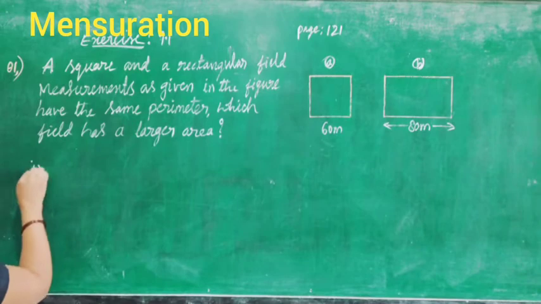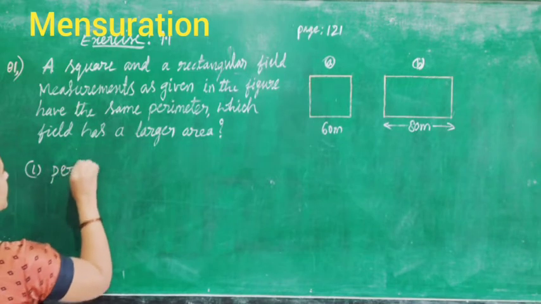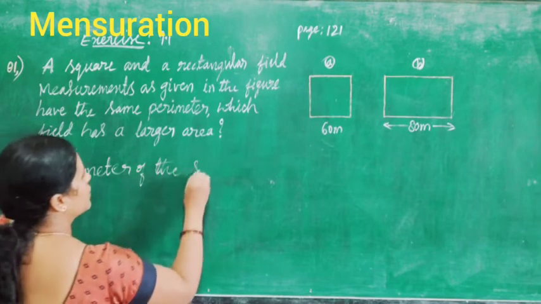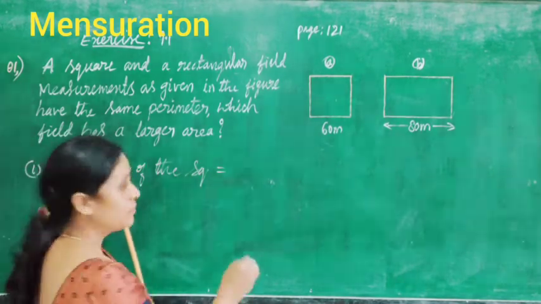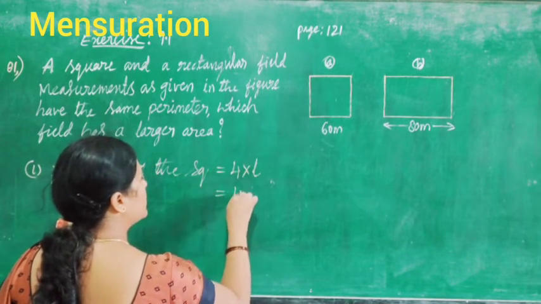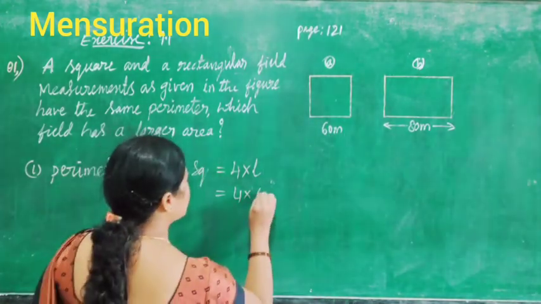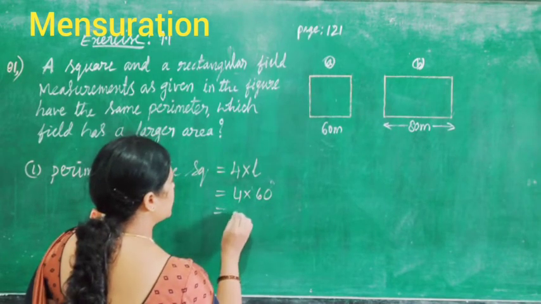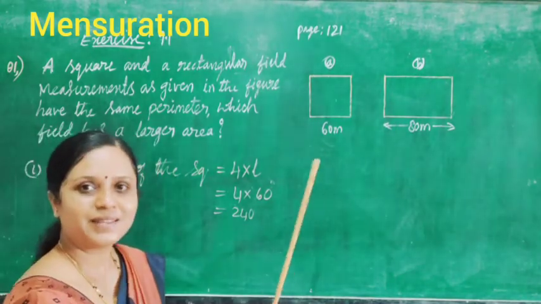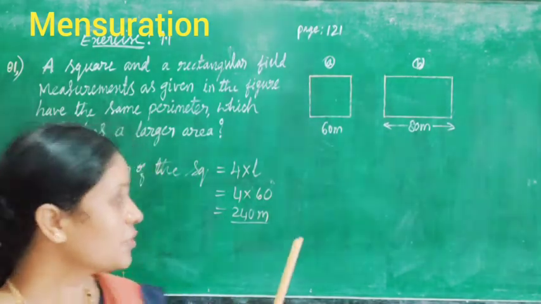So first we are going to find the perimeter of the square. So write perimeter of the square. The formula of perimeter of the square is 4 into L. So what is L? L is the length of the square. So write 60. 4 times 60 is 240. The length and perimeter are in meters, so you write meter.